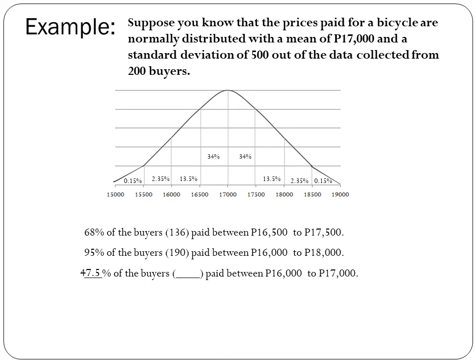Therefore, we have 13.5% plus 34.0%, that's 47.5%. If you are going to get the number of buyers or persons out of this, what is 47.5% of 200? So there are 95 buyers who paid 16,000 to 17,000 pesos for a bicycle. I hope you got it.